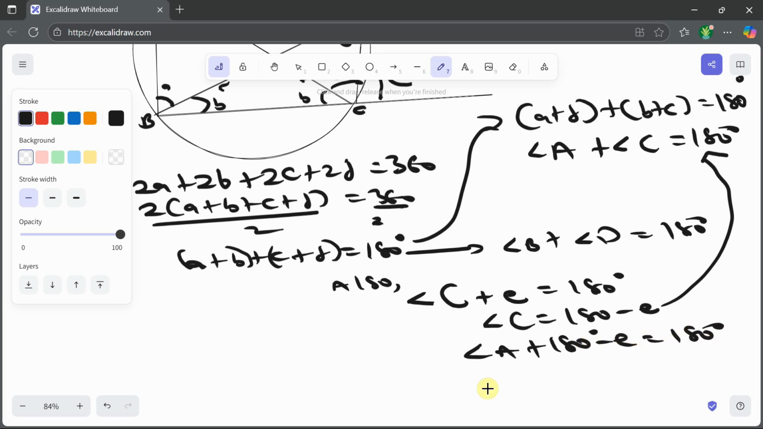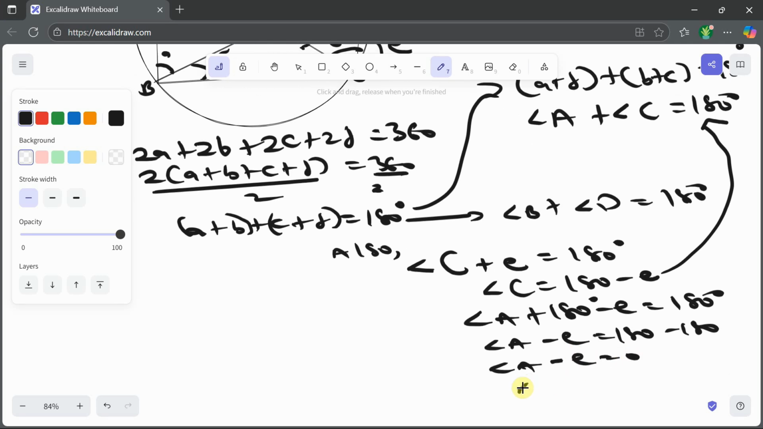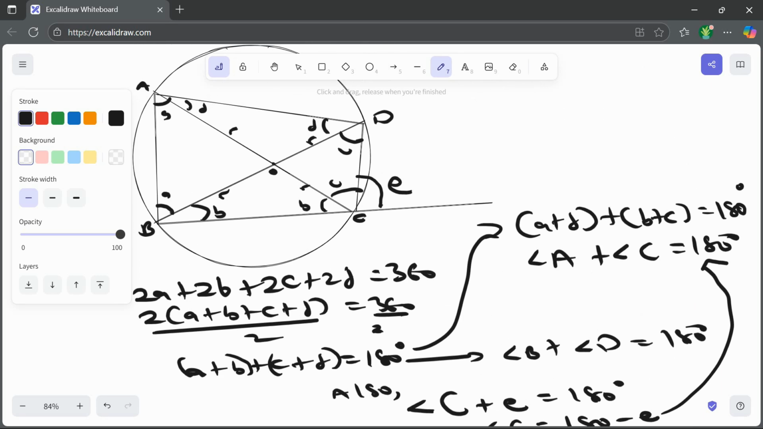So I could say angle at A minus E is equal to 180 minus 180. So angle at A minus E is equal to 0. So angle at A is equal to E. What am I trying to prove? I'm trying to show you that the angle here, which is the angle at A, is equal to this guy here.